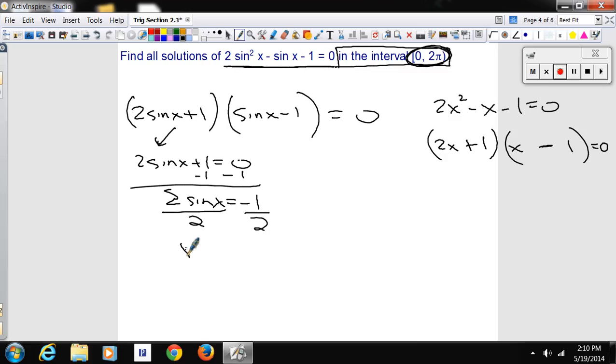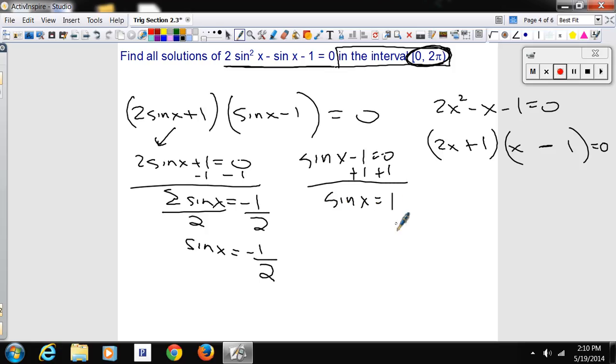So the sine of x equals negative 1/2. That's one solution. And this one, we're going to put sine x minus 1 equals 0. We're going to add 1. So sine x equals 1. So where is the sine a negative 1/2, and where is it a positive 1? Those are going to be my solutions.